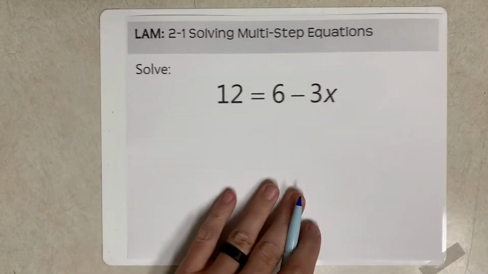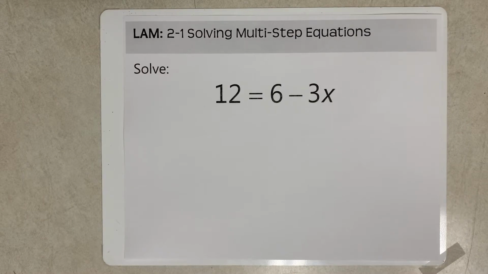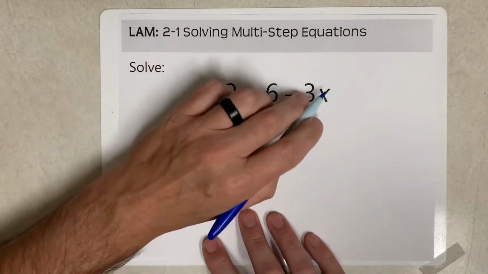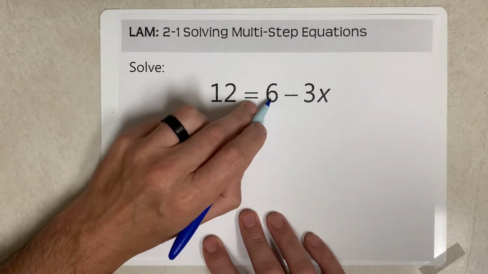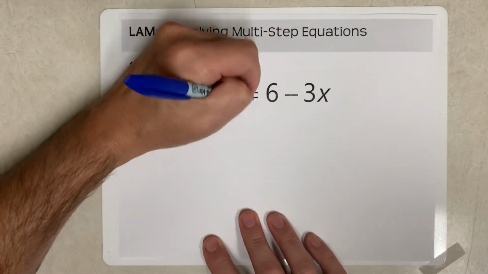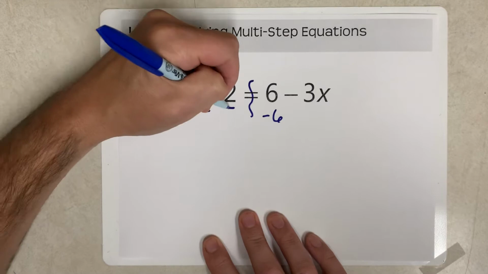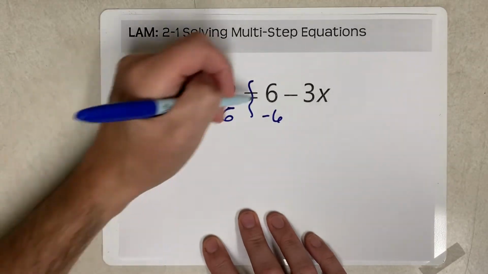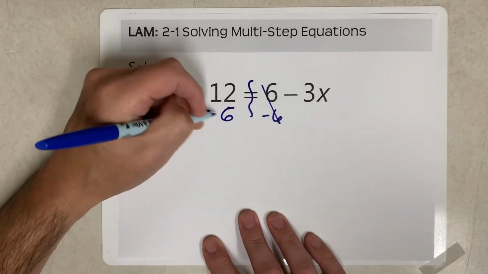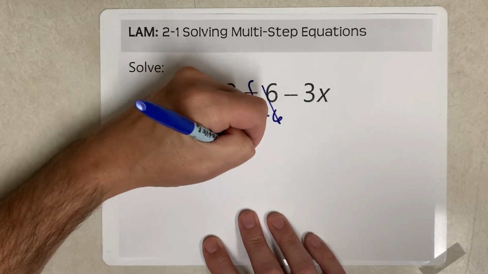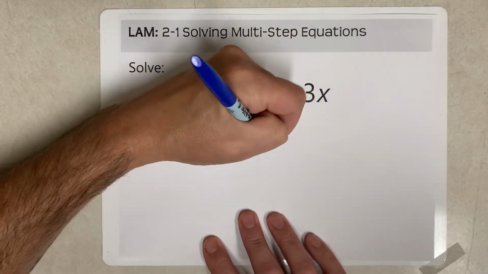All right, so here we have another one. Okay, so this time the x is on this side. I still need to get rid of the constant with it. So there's my river, minus 6. I'll do it like that. Cancel, 12 take away 6 is 6, equals negative 3x.